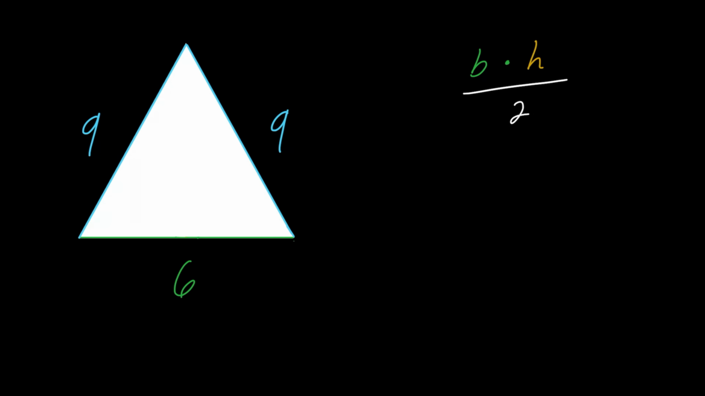Well, we might be tempted to say this 9 right over here is our height. Well, that 9 is not our height. That's one of the side lengths. A height would be a line straight down the middle. So let's make that line. This is that height length.